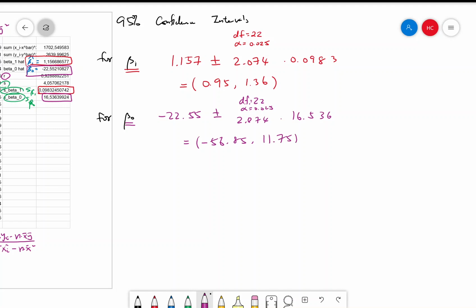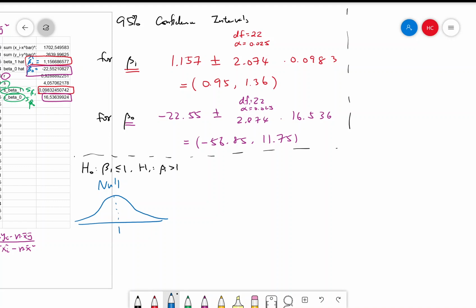All right, so now we know how to calculate confidence intervals for beta 0 and beta 1. We can also do hypothesis testing for beta 0 and beta 1. Let's do a couple of examples. Let's test H0: beta 1 is less than or equal to 1, and H1: beta 1 is greater than 1. Then the null distribution is a t-distribution with center 1, and our observed value here is 1.1567.